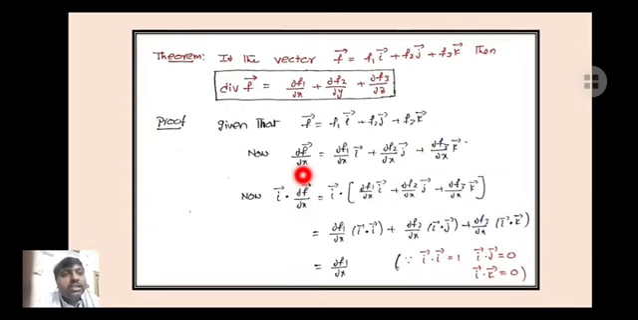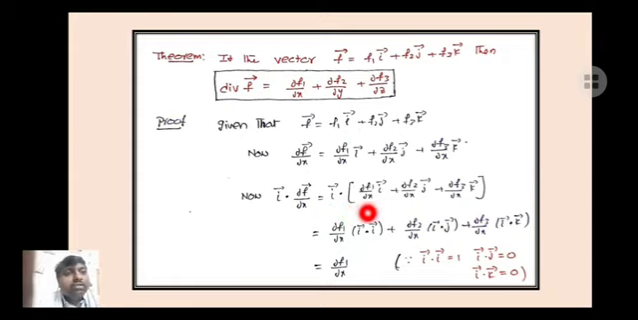So first of all I am calculating dou f bar by dou x. Dou f bar by dou x is equal to dou f1 by dou x into i bar plus dou f2 by dou x into j bar plus dou f3 by dou x into k bar. Now I apply the dot product between the unit vector i and dou f bar by dou x. So i bar dot dou f bar by dou x is equal to i bar dot dou f1 by dou x into i bar plus dou f2 by dou x into j bar plus dou f3 by dou x into k bar. Now I apply the dot product with the help of distributive property.